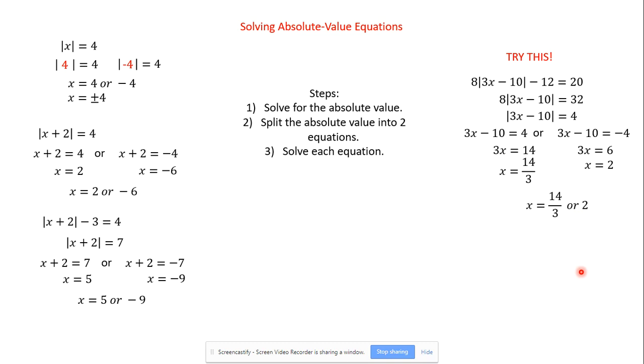So how'd you do? Did you get 14 thirds or 2? Oh my gosh, we got a fraction. It must be wrong. No, we can get fractions. It's okay. It's just a number. So that's looking at absolute value equations.